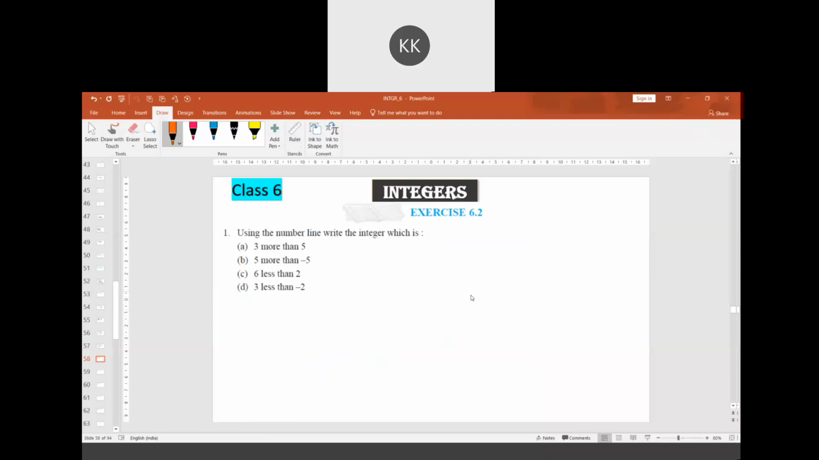Now I'll take a few questions from exercise 6.2 for today. Using number line, write the integer which is 3 more than 5. As I suggested you, first you draw the number line. I'll just tell how to do one of them. We need to draw number line.